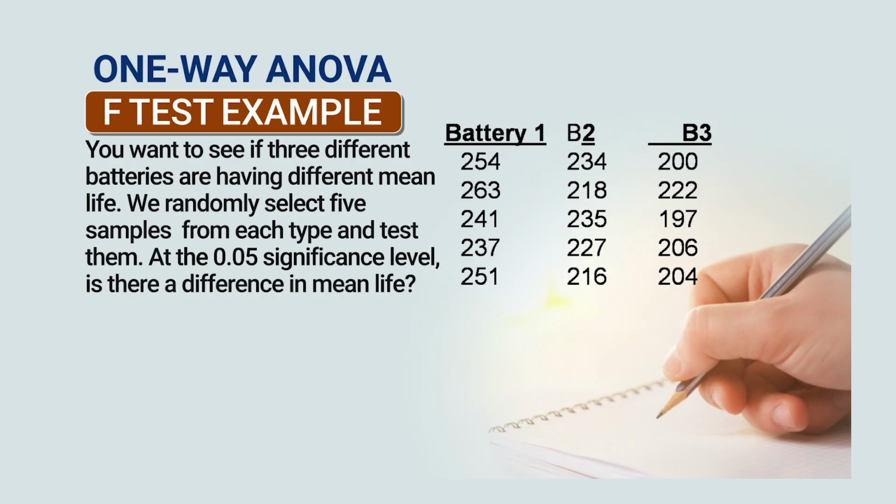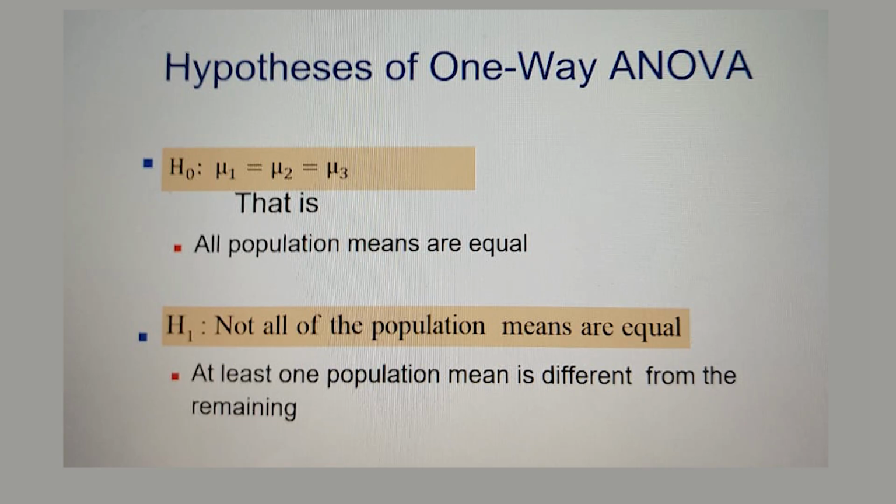So we have 3 samples of size 3, and we are interested in comparing the mean life of these 3 brands. So we have 3 population means. We are interested in comparing whether the average battery life in the 3 cases is the same or not. So what will be the null hypothesis? Simple. H naught: mu1 = mu2 = mu3.